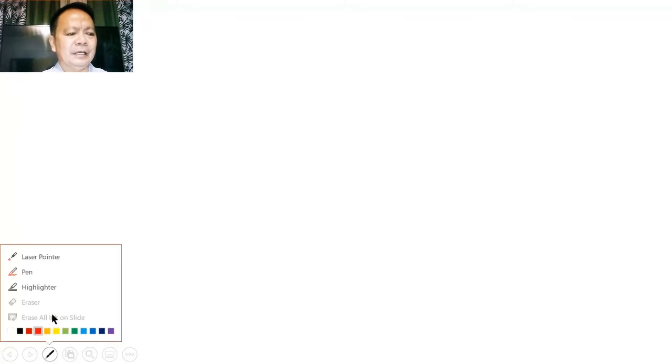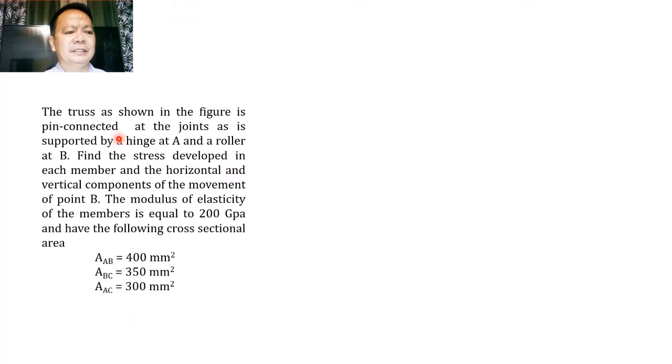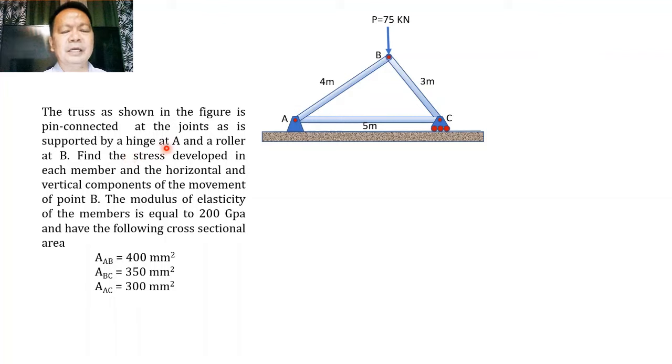And our topic today, guys, is all about axial deformations and how these axial deformations may affect the position of a point or a joint of a truss that is subjected to a load. And here is our problem, guys. The truss shown in the figure is pin connected at the joints and is supported by a hinge at point A and a roller at point B.